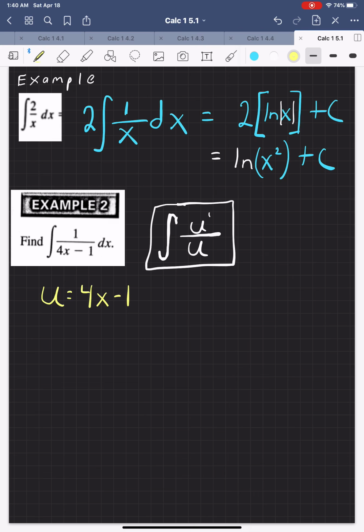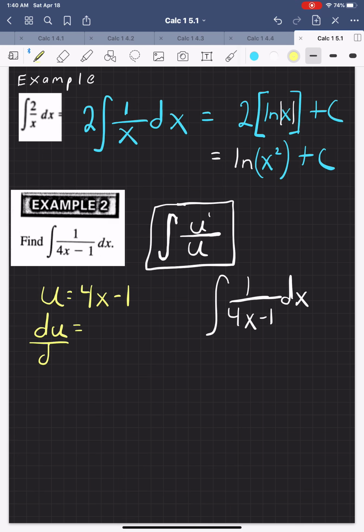Okay. So off to the side, I'm going to go ahead and rewrite this 1 over 4x minus 1 with respect to x. So I could use that u substitution if I let u equal 4x minus 1. Let's go ahead and look at what du would look like. Remember, if you have forgotten, this is right out of integration by substitution, right out of chapter 4.